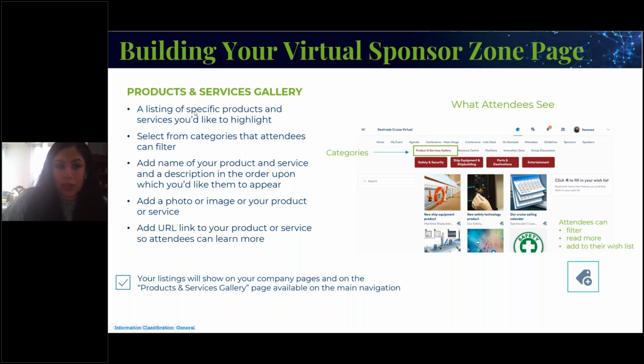So just a few things. If you want to specify any products you'd like to highlight, you can select the categories. You can add the name of your product and service description. That would be best. And also adding a photo or image looks pretty presentable right here. You can also add a URL link to your product or service so that attendees can learn more.